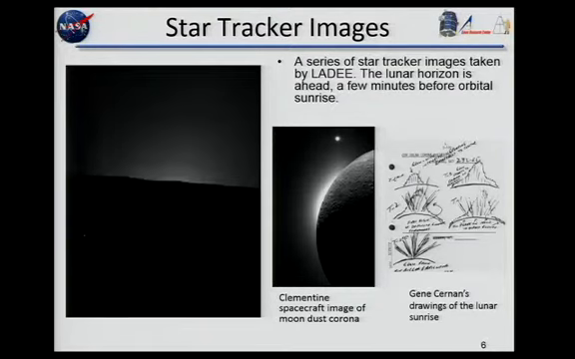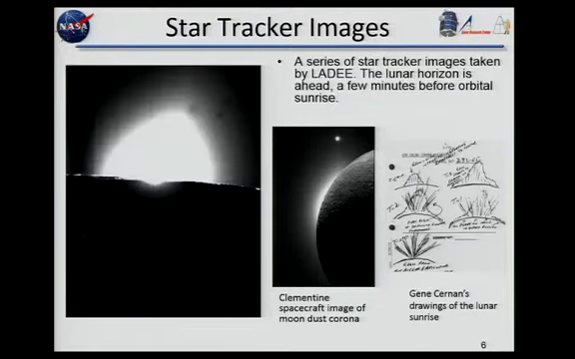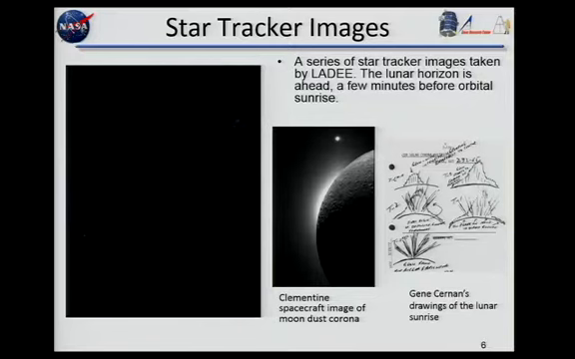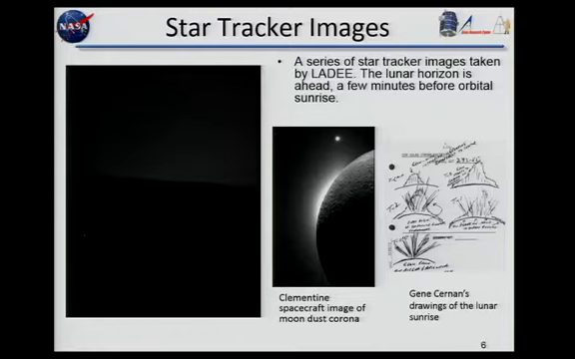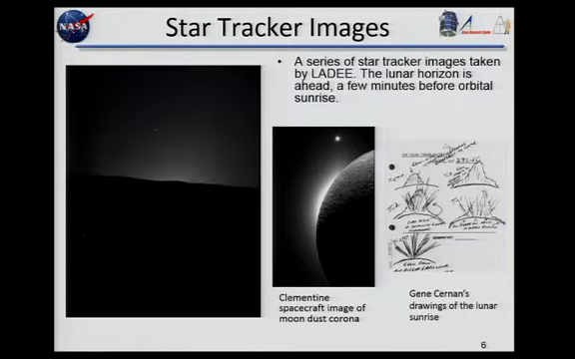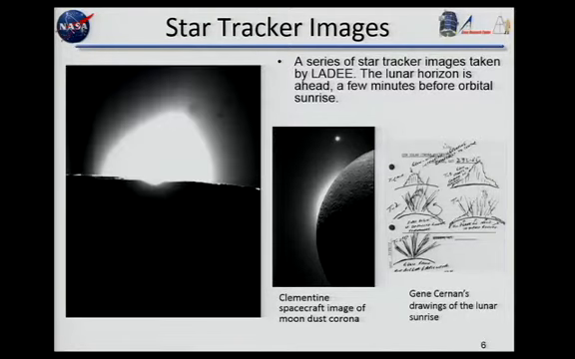Gene Cernan, when he was orbiting the moon, noticed that as you came across the terminator, there would be this beautiful flash, and there were rays coming out from the line of the terminator, and you can see those pictures on the far right there.